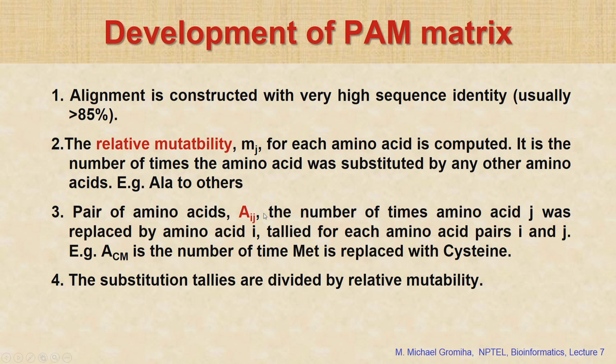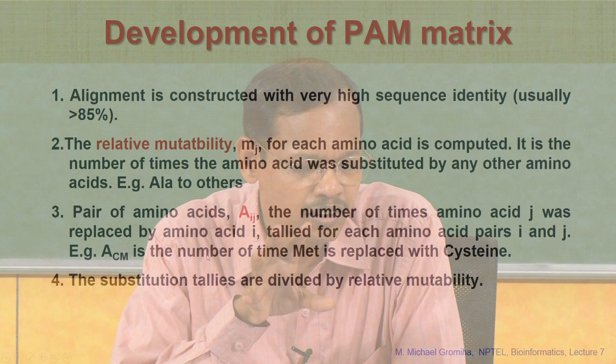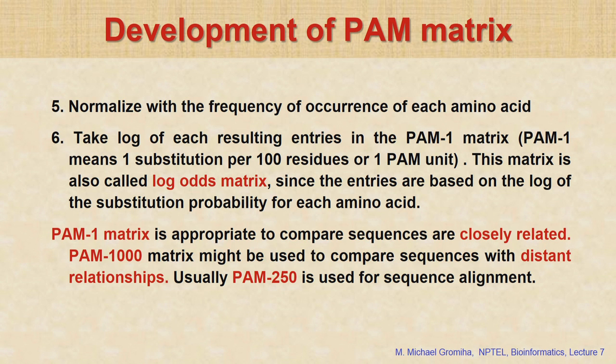For example, Aij: how many times I is mutated to J. For example, we say ACM, the number of times methionine is replaced with cysteine. Likewise, you can see the relative mutability of any amino acid. Then one has to consider the number of amino acids and the total number of residues in the alignment. Then I take the log of these entries to get this PAM matrix.